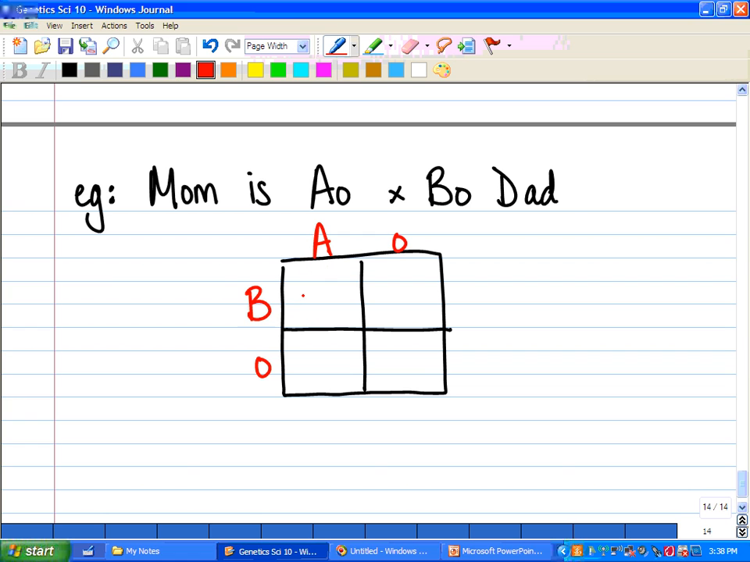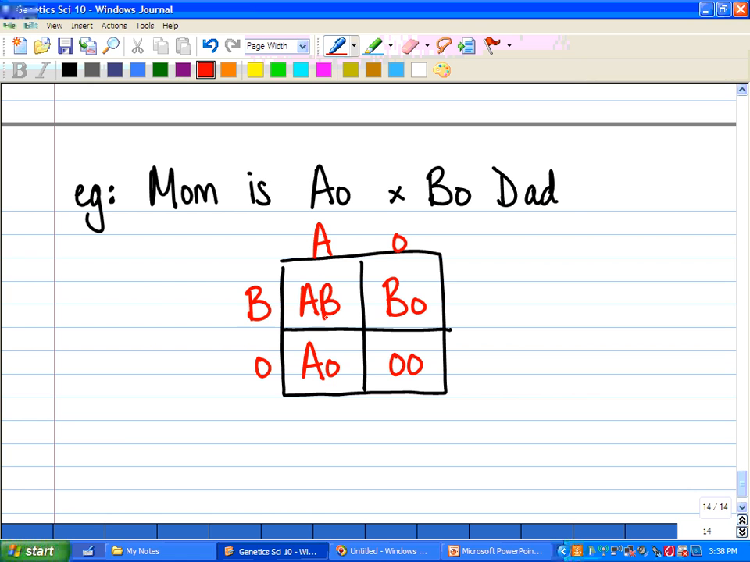Let's see what we get when we cross these. So this first square, we want to put A's first if we can. So the first square, we get an AB. The second possibility, top right, is going to be a BO. Third possibility, bottom left, is an AO. And then your last possibility is a double O. So it's pretty easy to see the allele combinations. It's 25% of each.